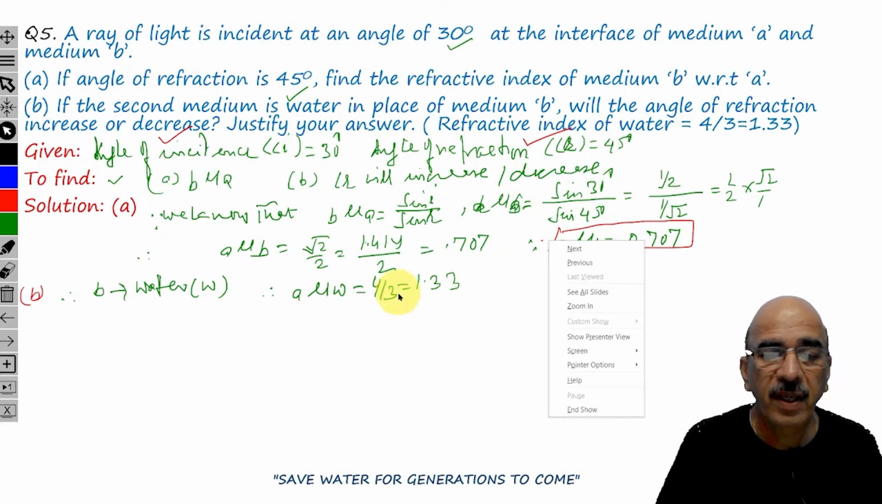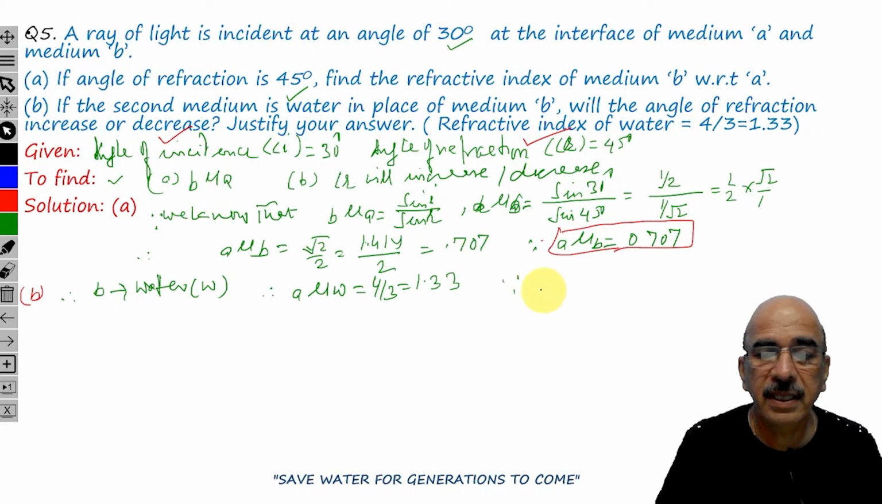So what do we see here? We find that since 1.33 is greater than 0.707, so what do we find here? 1.33 is greater than 0.707. This means this refractive index is more. So this means a ray of light in water will bend towards normal, and its speed will, yes, decrease also. Its speed will decrease. So now you have to find out, will the angle of refraction increase or decrease?